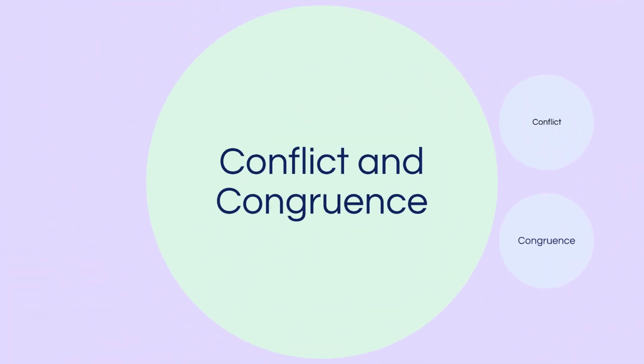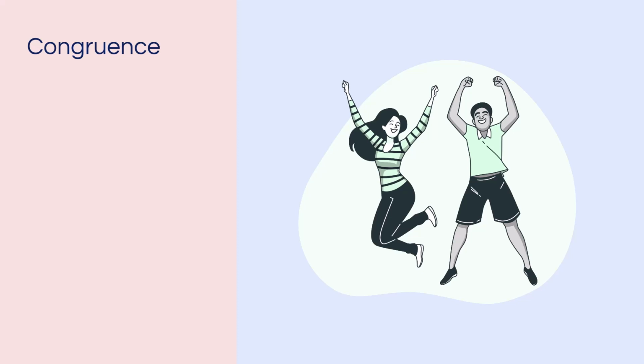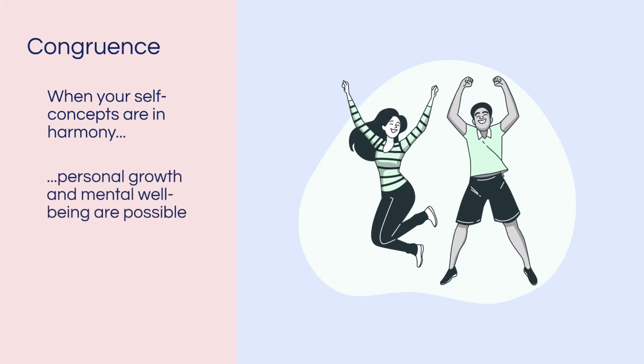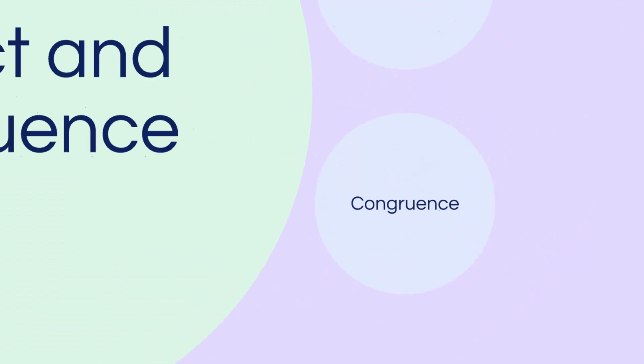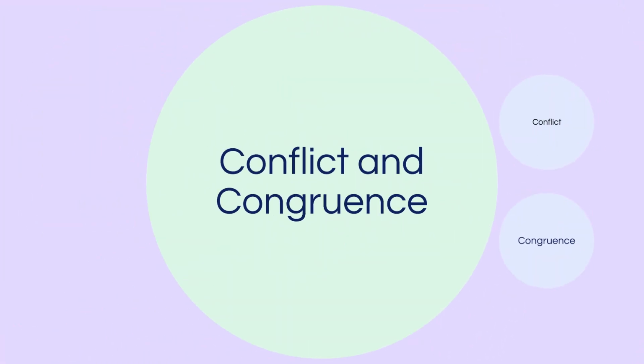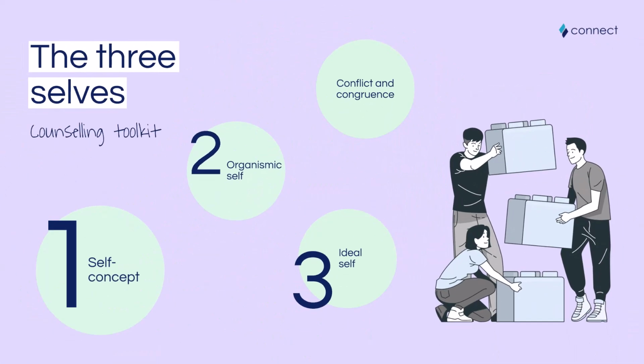However, on the flip side, when these three selves are aligned, this is what we call congruence. So this is when your self-concept, your organismic self, and your ideal self are in harmony. Now, according to Carl Rogers, personal growth and mental well-being are possible when the three selves are in balance, and this harmony allows individuals to live authentically, aligning their actions and decisions with their true feelings and aspirations, thereby reducing internal conflict and stress. So we have incongruence, which is conflict, and congruence, which is harmony. So there we have it. These are the three selves: the self-concept, the organismic self, and the ideal self. And this is theory you'll come across in our CPCAB Level 4.